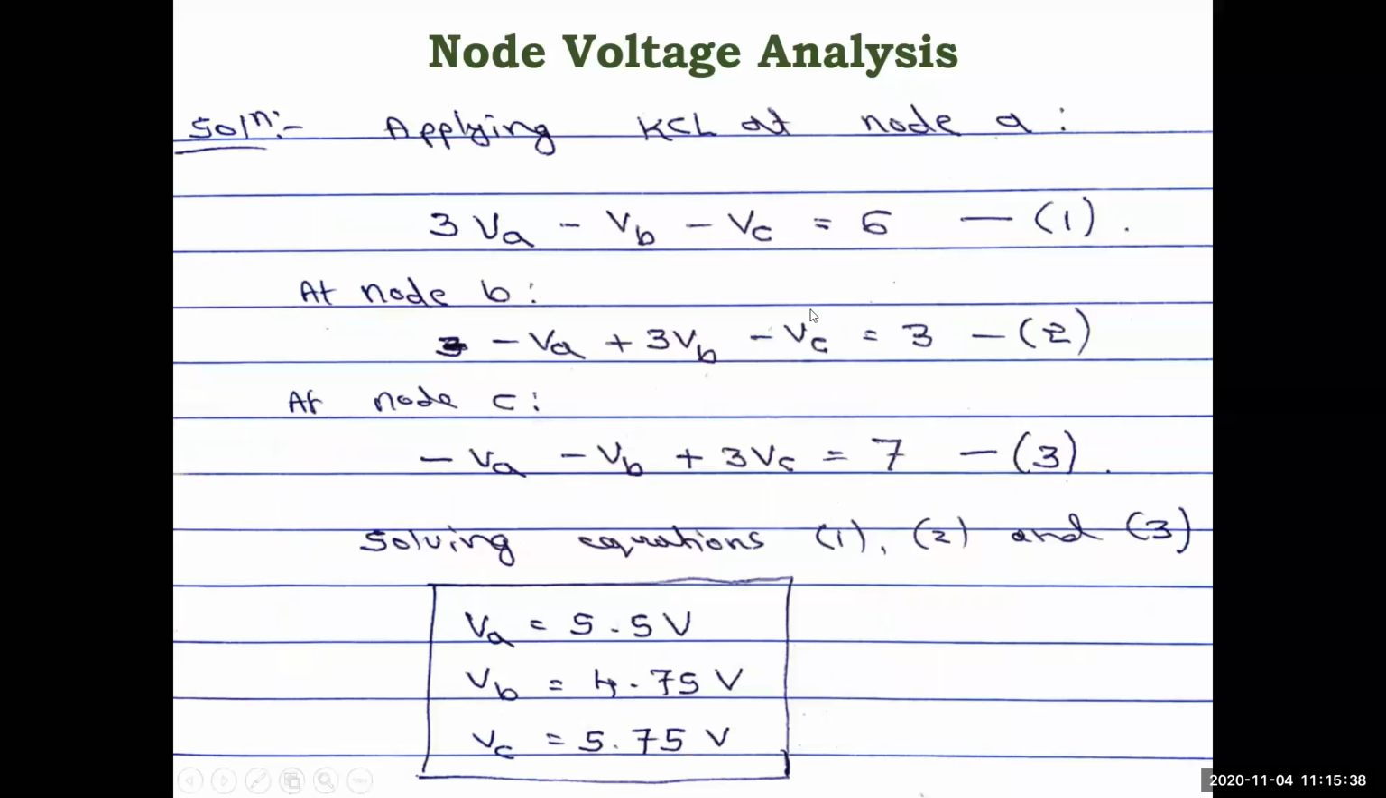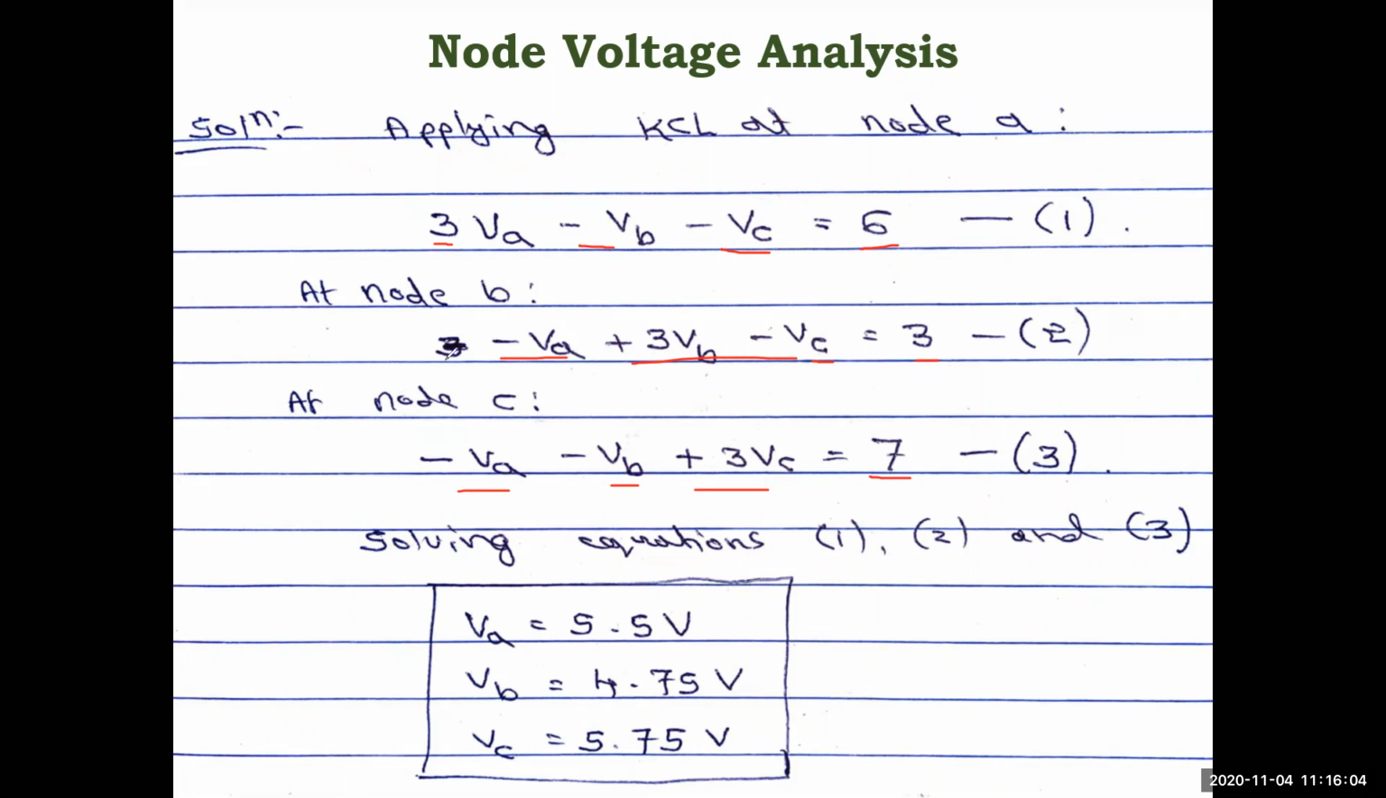So the first equation as I told you, 3 VA minus 1 VB minus 1 VC equal to 6, 9 minus 3. The second one, minus VA plus 3 VB minus 1 VC equal to 3. Third one, minus VA minus VB plus 3 VC equal to 7. So use the calculator now.